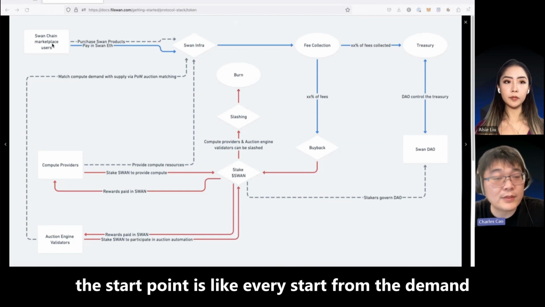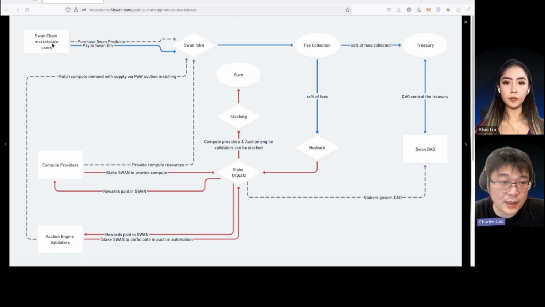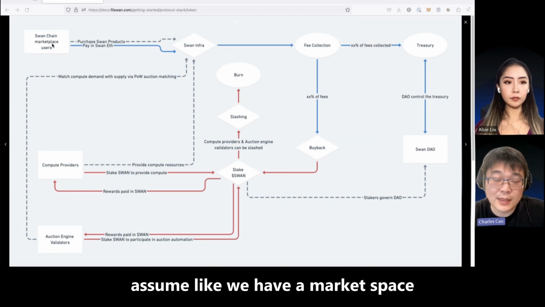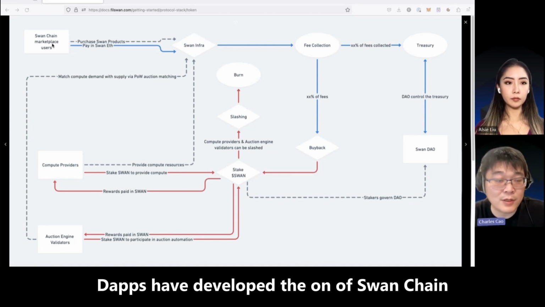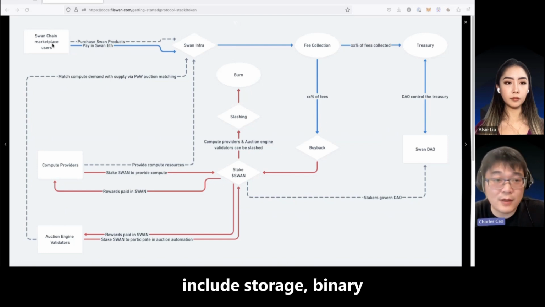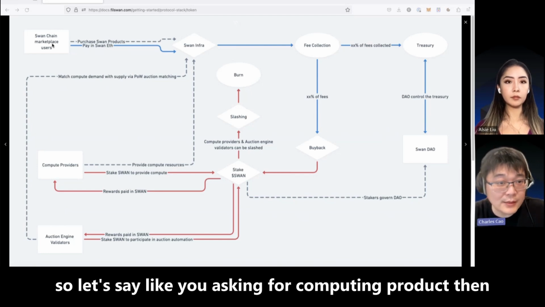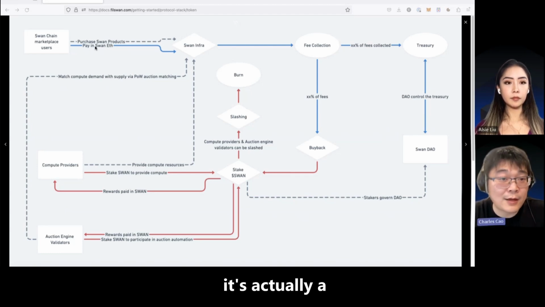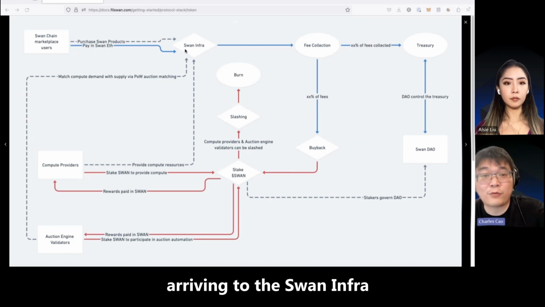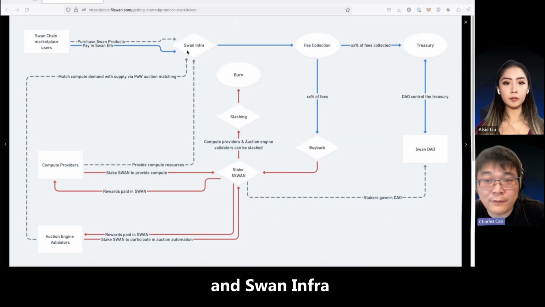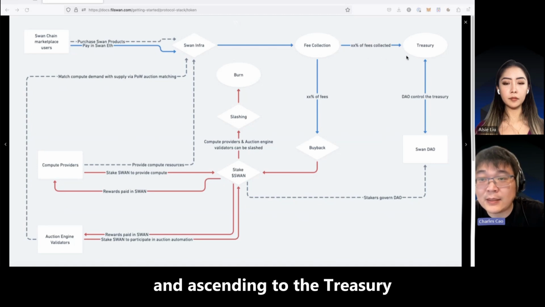The start point is that everything starts from the demand. Assume we have a market space. Currently, we already have over 10 DApps developed on Swan Chain, including storage, bandwidth, computing, etc. Let's say you're asking for a computing product; then it's actually a purchase behavior within the Swan Ethereum. You arrive at the Swan infra, and the fee will be connected and sent to the Treasury.